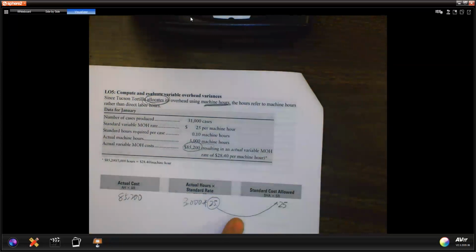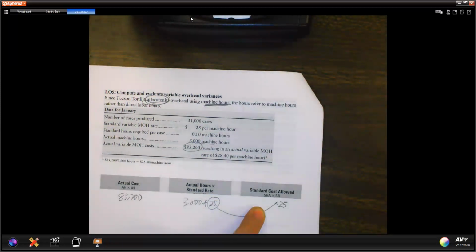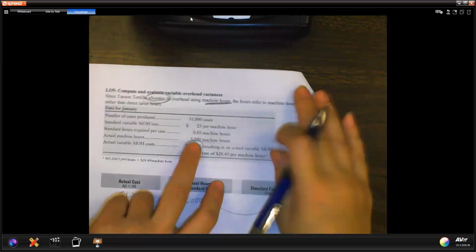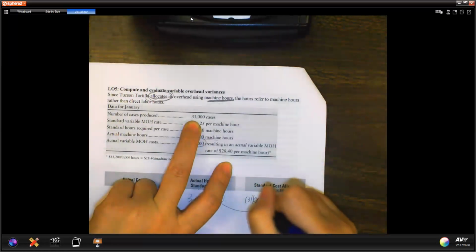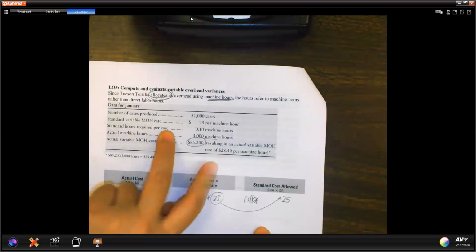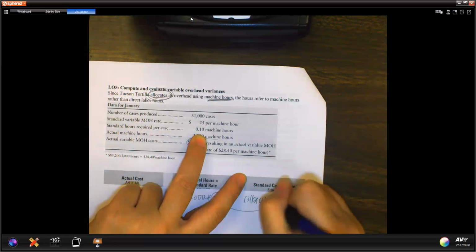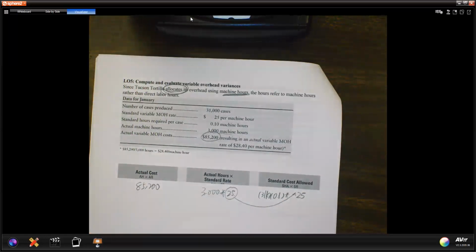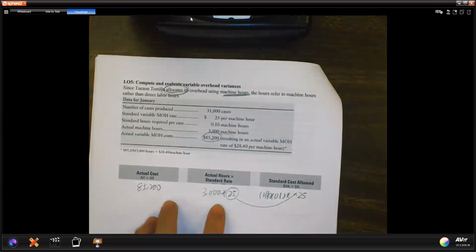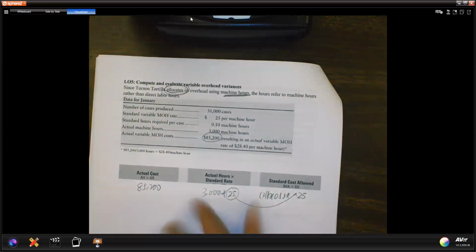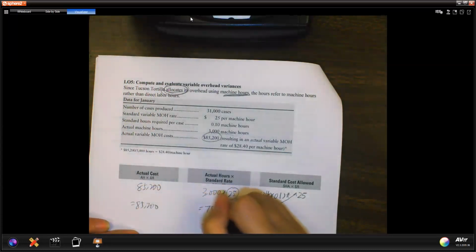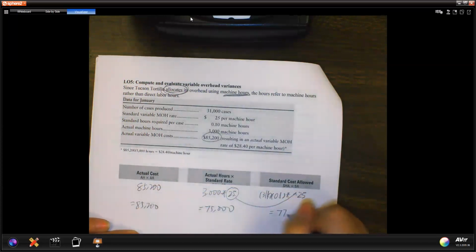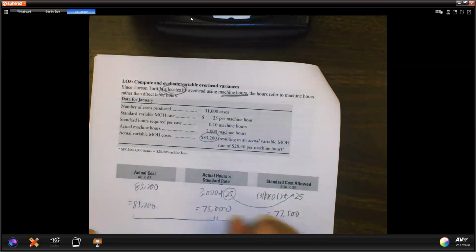And then what is our standard machine hour? We totally produced 31,000 cases. For one case, we said we should have used 0.1 machine hour, right? So that will give you the numbers here. Okay, so let's do all the numbers. That one is just 85,200. That one gives me 75,000. This gives me 77,500. So I'll just do the variance, and then you read the explanation by yourself.